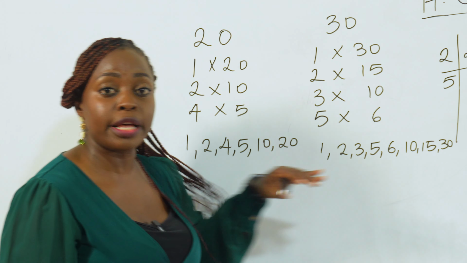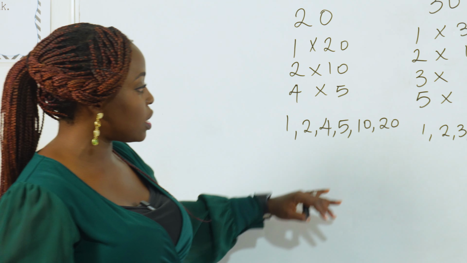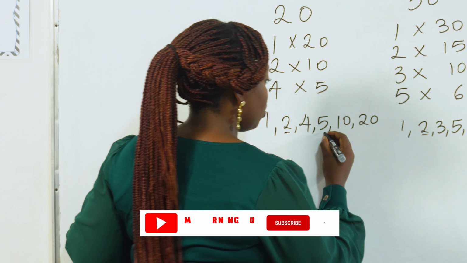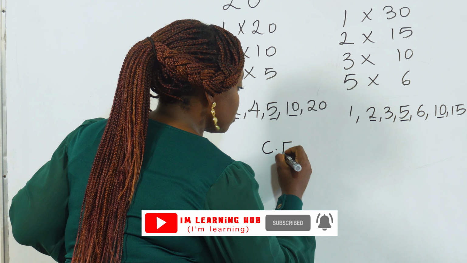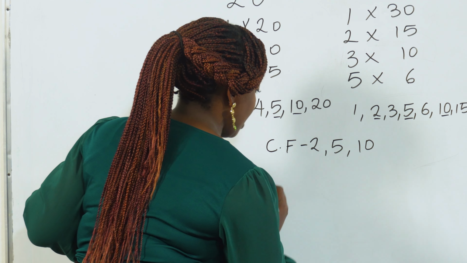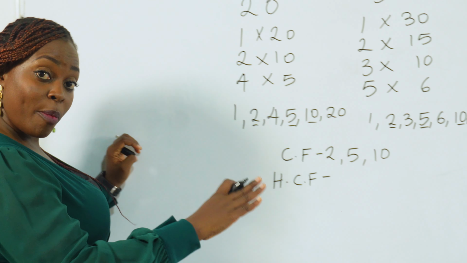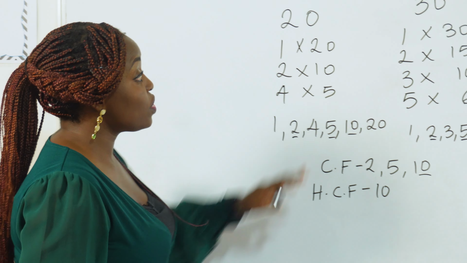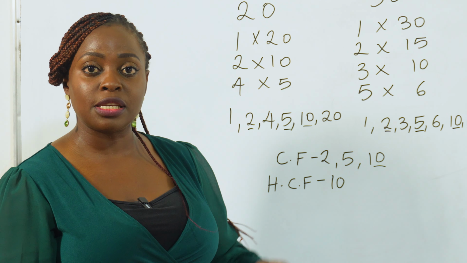Now look at these two sets of factors. Let's pick out the common factors. So the common factors are the factors that appear here and also appear here. So we have 2, we have 5, and we have 10. So my common factors are 2, 5, and 10. But my highest common factor of all my common factors, the highest of them is 10. So whether you use this method or this method, the HCF of 20 and 30 is 10.